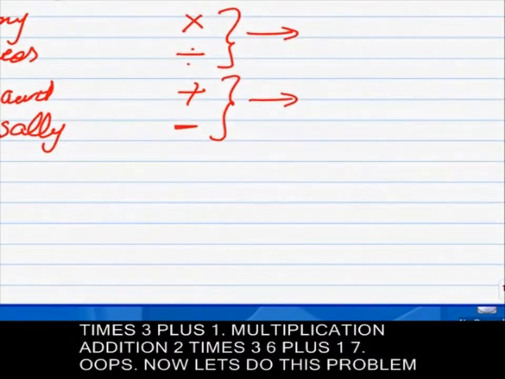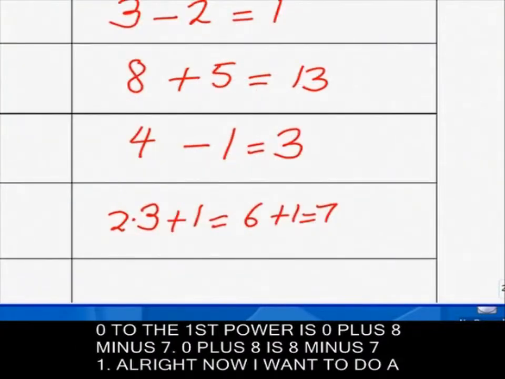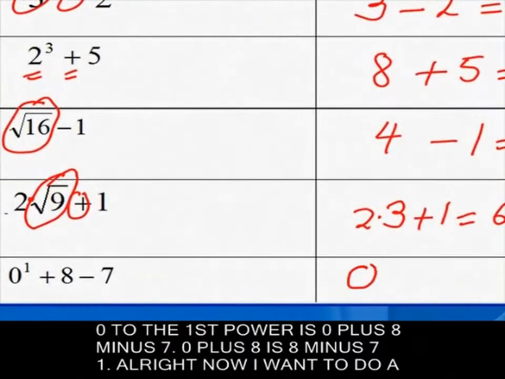Now let's do this problem. 0 to the first power is 0, plus 8 minus 7. 0 plus 8 is 8, minus 7, 1.